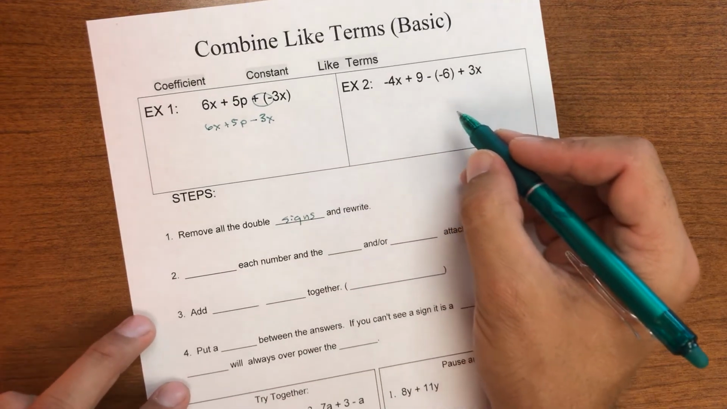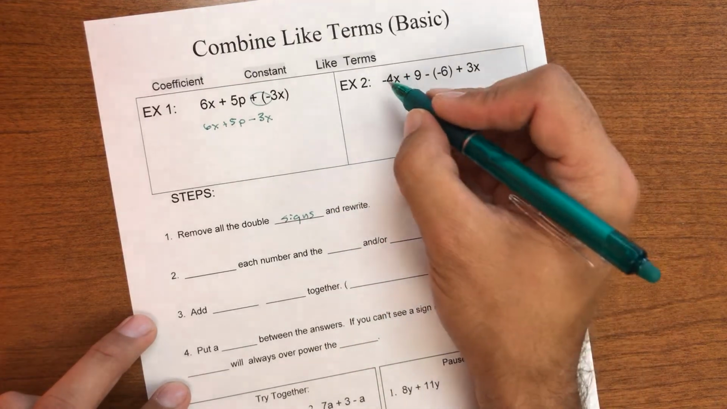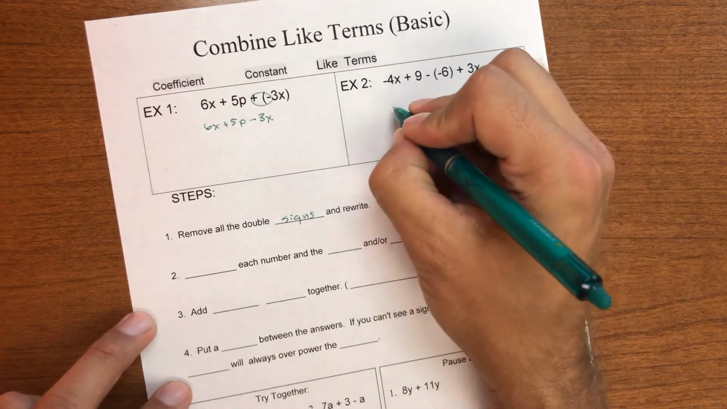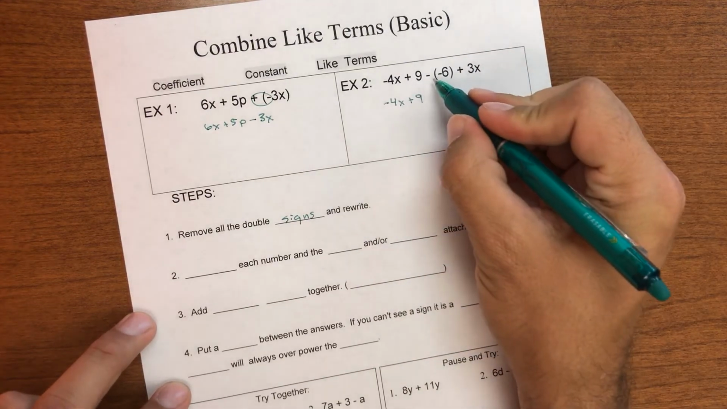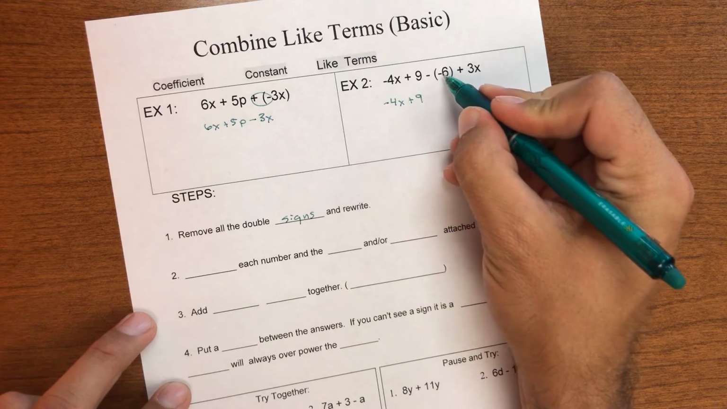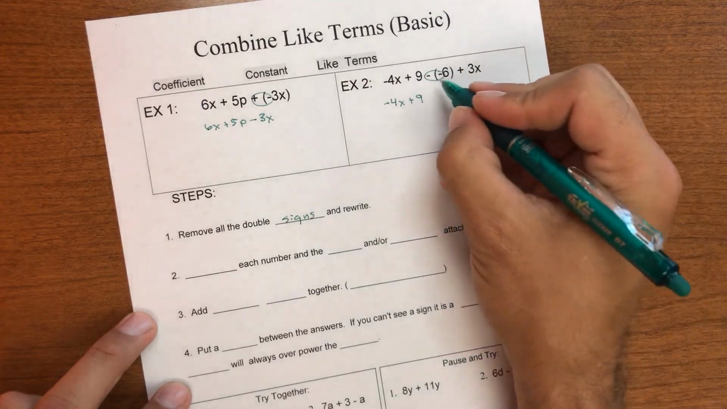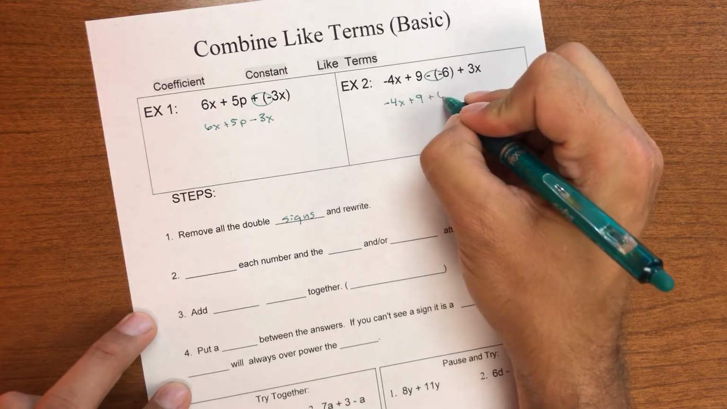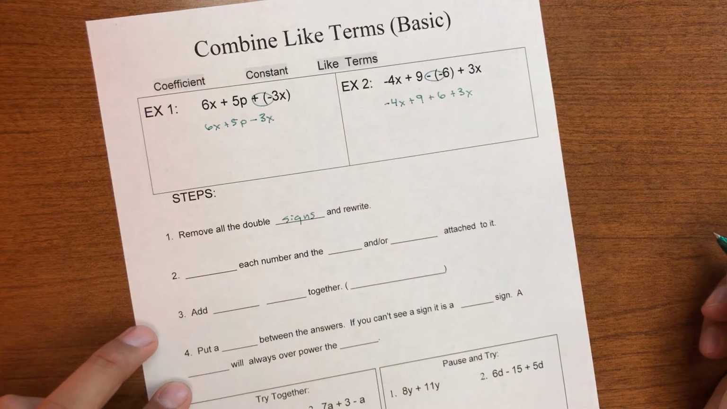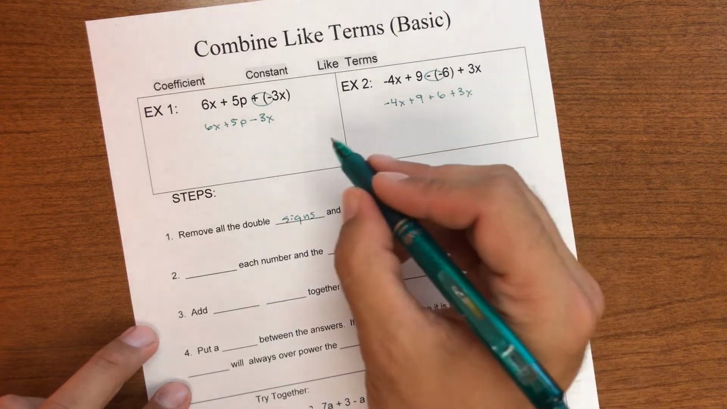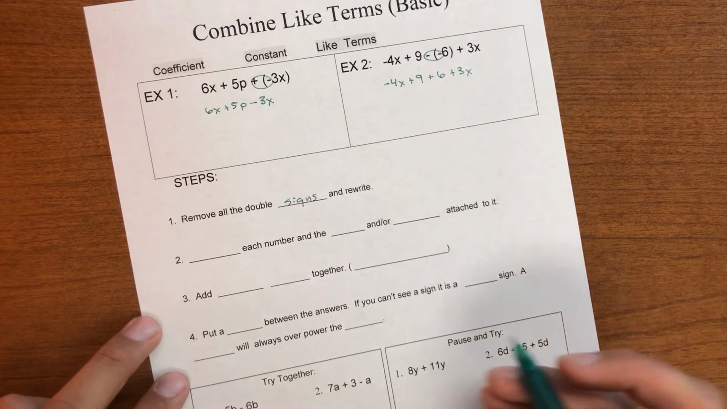And if I look at the second example, we'll kind of go through these together at the same time. I've got negative 4x plus 9. That doesn't change. There's only one sign there. And then I have this 9 minus a negative 6. So there's a double sign that I want to get rid of. And a minus minus becomes a plus 6, and then I add 3 more x's. So I remove all the double signs, rewrite the problem. That you've practiced a lot. That should be a simple step for you.